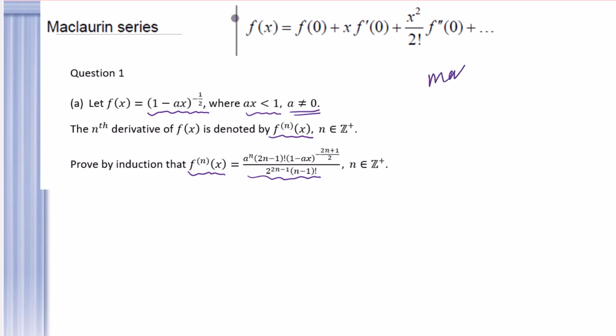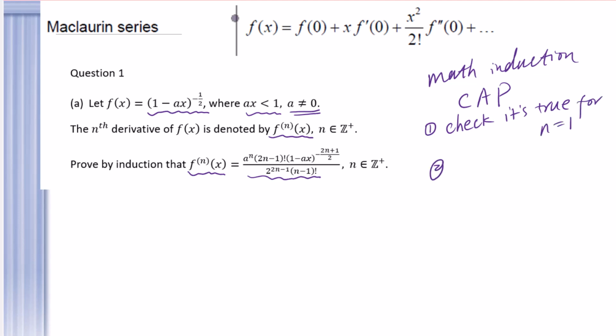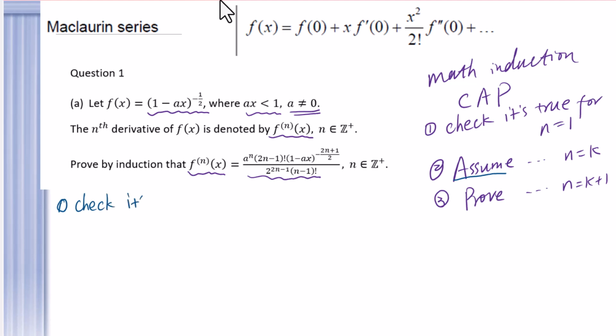Math induction. We will use a CAP method. Check it's true for n equals 1. A means assume it's true for n equals k. Third, prove it's true for n equals k plus 1. So first step, check it's true for n equals 1.